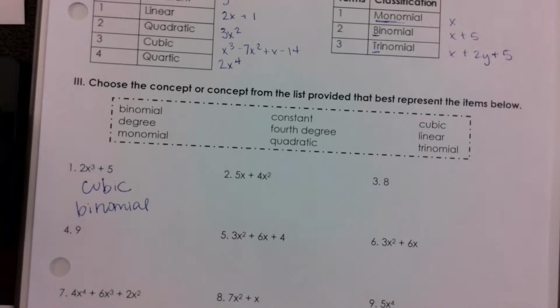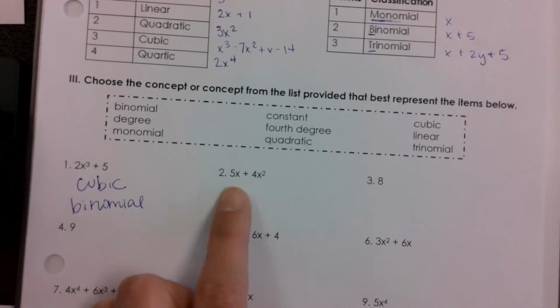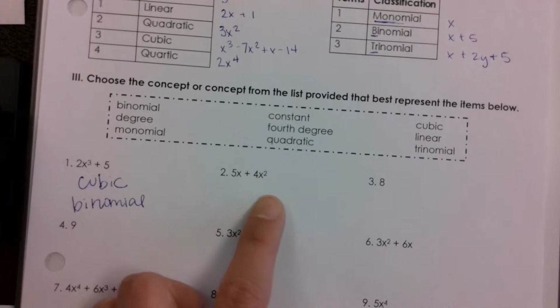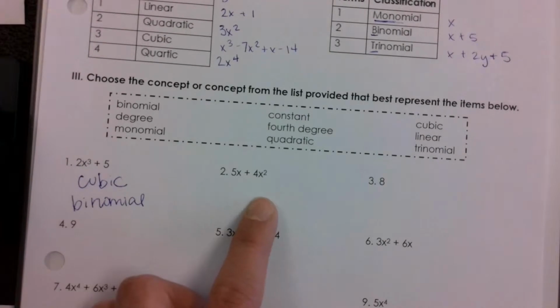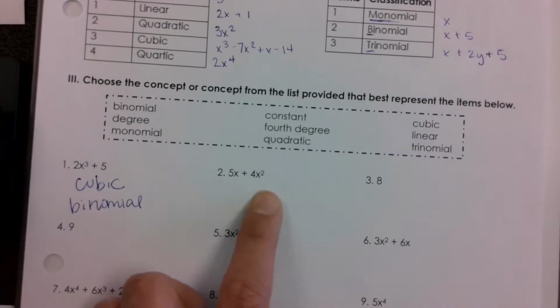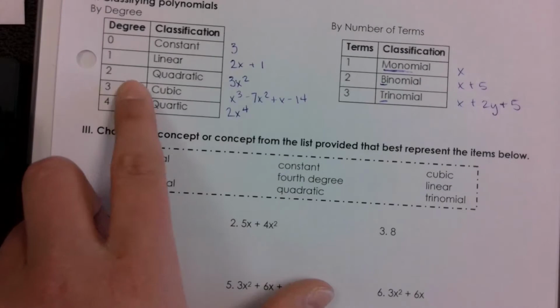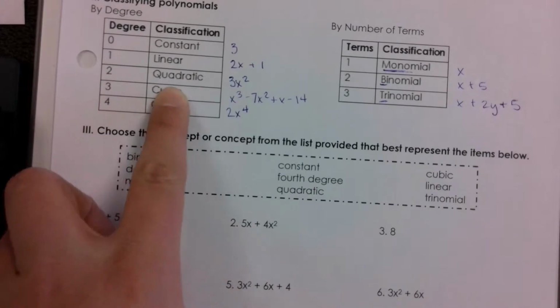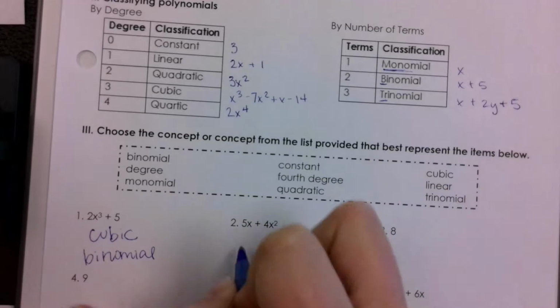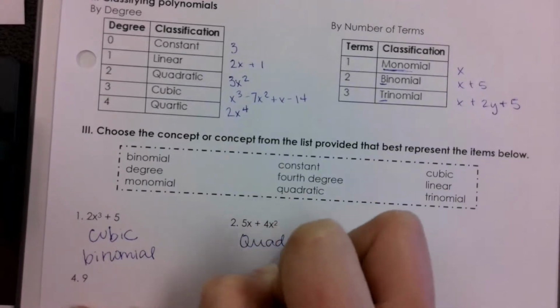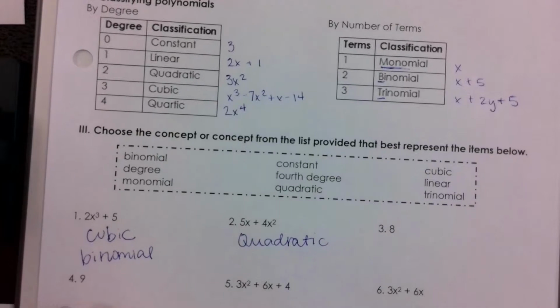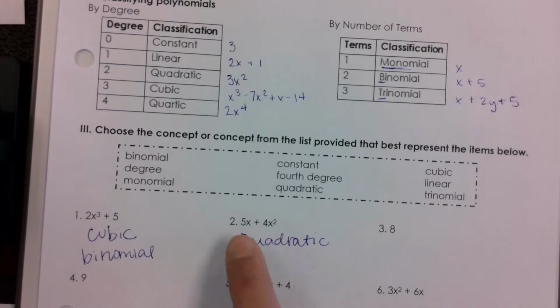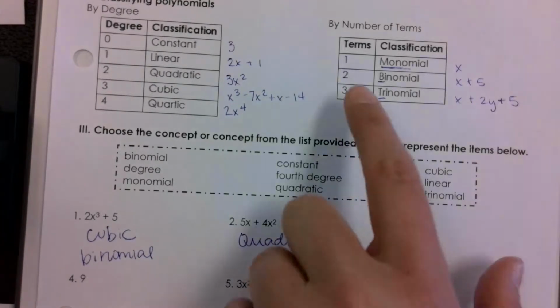Looking at number 2, what's our highest exponent there? Is it 1 or 2? 2. So if your highest exponent is a 2, your degree is 2. What do we call that? Quadratic. And how many terms do we have there? 2. So what do we call that if it has 2 terms? Binomial.